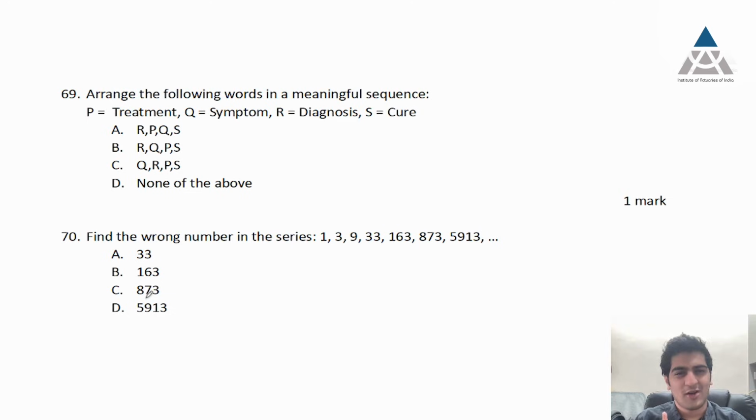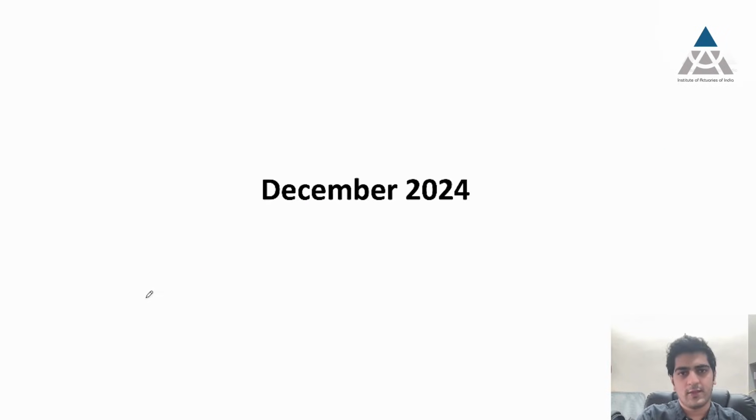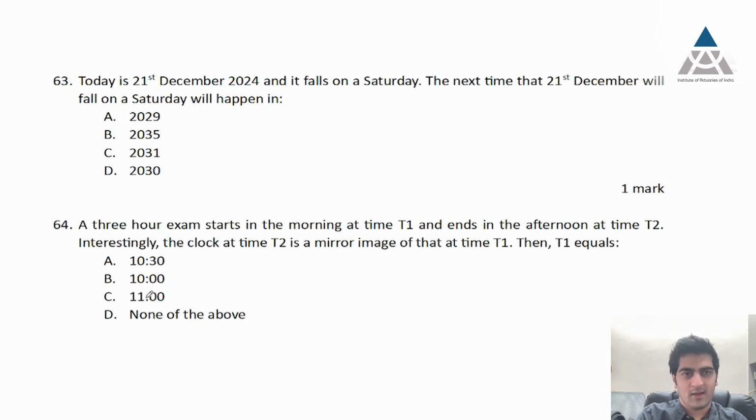Perfect. So that was your March 2025 paper. We now move to the next one, that is December 2024. So let's see. We start with a date type question. So it says today is 21st December and it falls on a Saturday. The next time 21st December will fall on a Saturday will happen in. So you have to apply the same leap year logic which we had seen earlier.